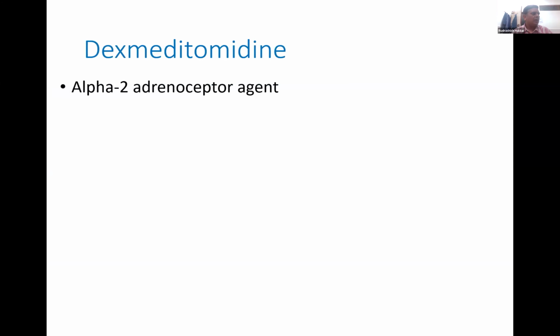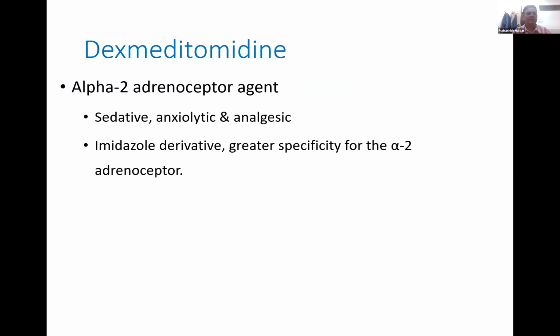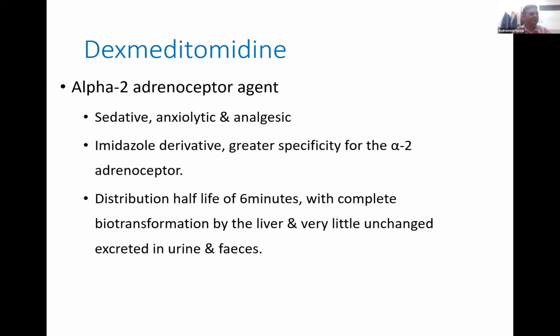So other than local anesthetics, we need to sedate the patient for the patient's comfort. Dexmedetomidine is the most commonly used drug nowadays for this purpose. This is a selective alpha-2 adrenoceptor agonist. It provides sedation, anxiolysis, and analgesia, and it doesn't cause respiratory depression, and the patient remains responsive.